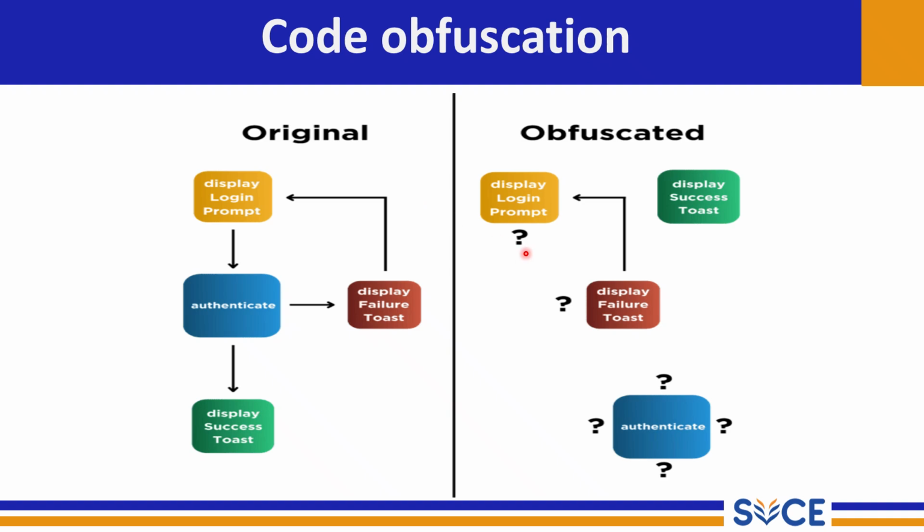Suppose it is obfuscated, it displays the login prompt, the failure toast, and the success toast, and authenticates. All these modules are written in different ways, so we can't understand whether it is true or not. Based on some syntax or procedure, we have to follow. So this is one of the examples of the code obfuscation process.